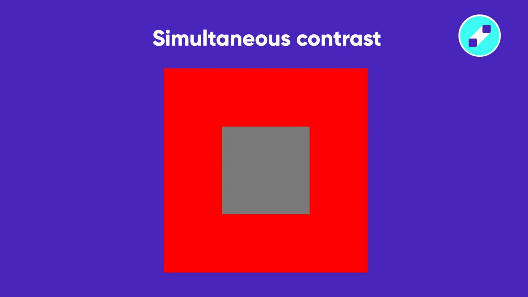How to use the simultaneous contrast? We put a small gray square on a large color surface. The color of the square would vibrate and distort. If the surface is red, then the square would seem green. On the purple background, yellow, and on the yellow, the square would seem purple-gray.